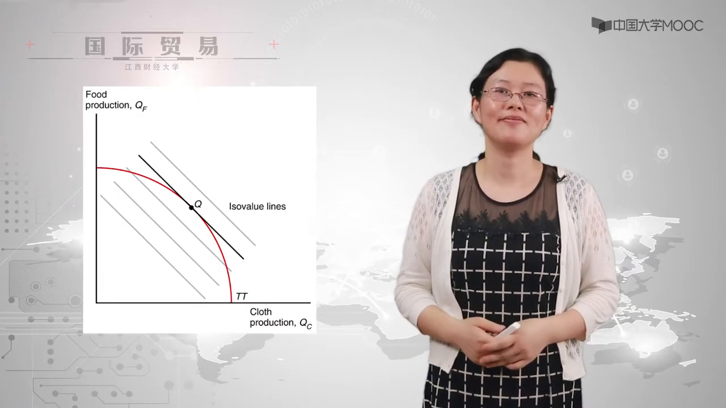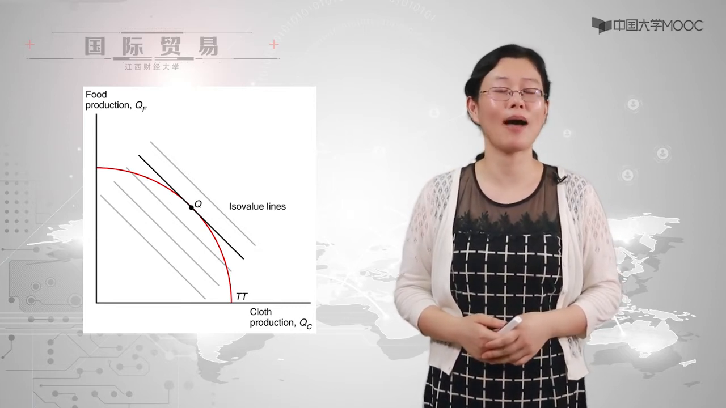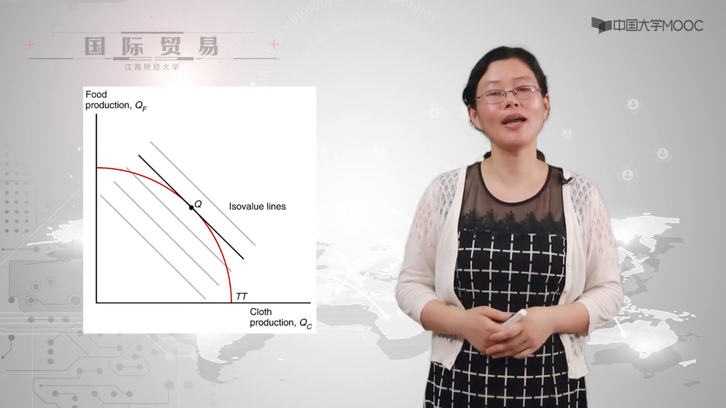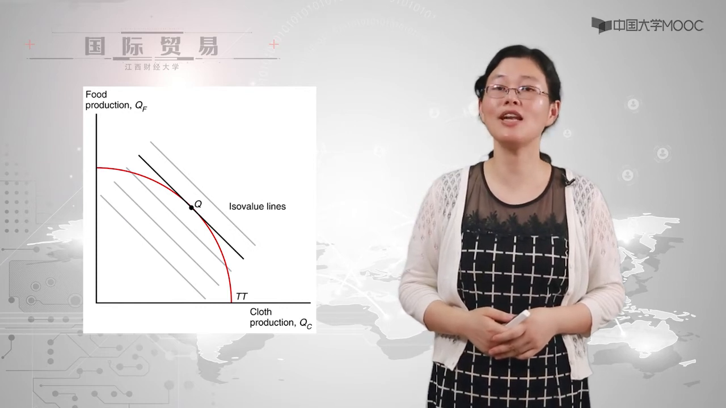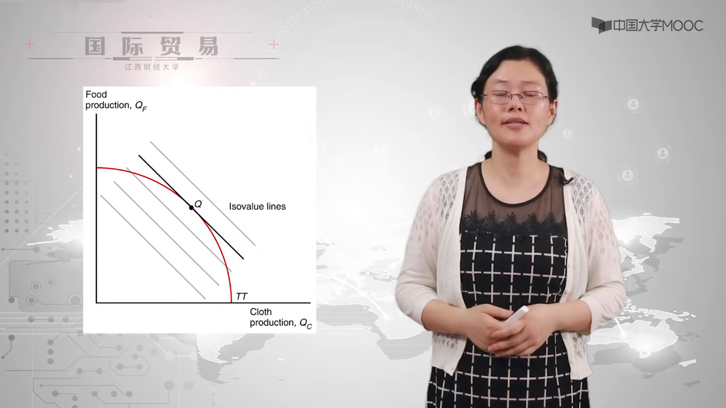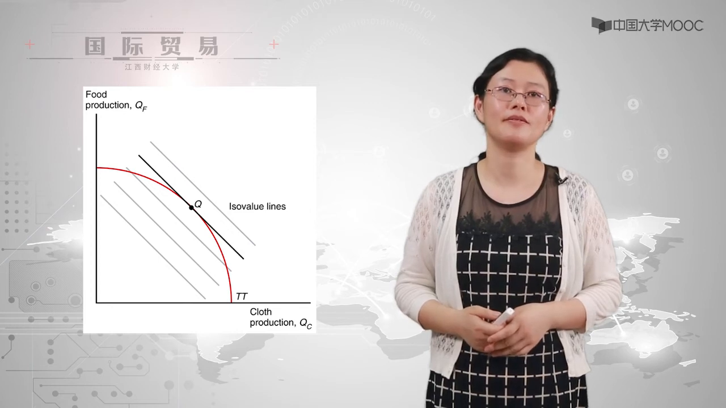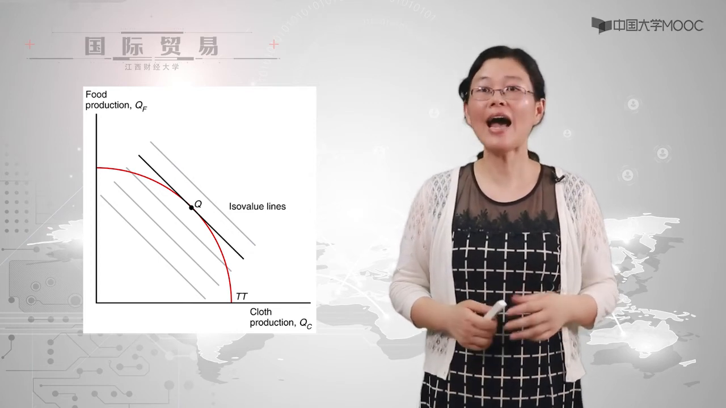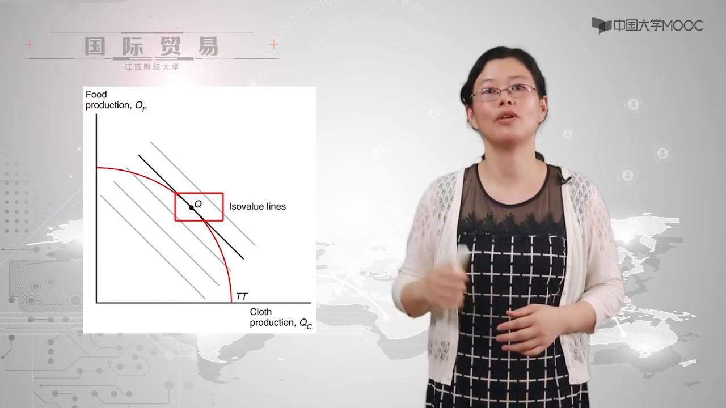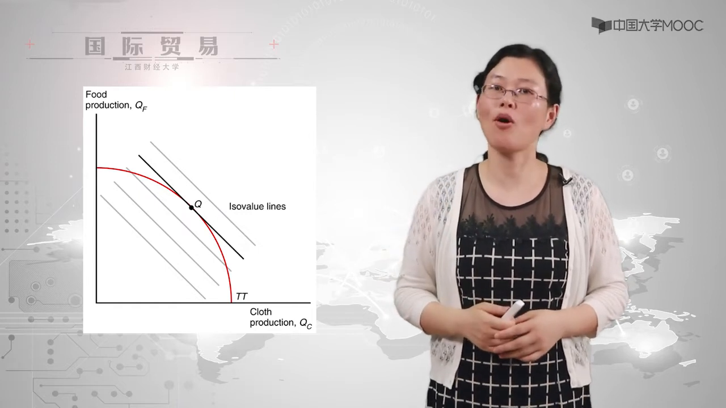Look at figure 1. The slope of an isovalue line is PC divided by PF. At a given market price, a market economy will choose production levels that maximize the value of its output, PCQC plus PFQF equals V. In this figure, the highest value of output is achieved by producing at point Q. The TT line is just tangent to the highest possible isovalue line.